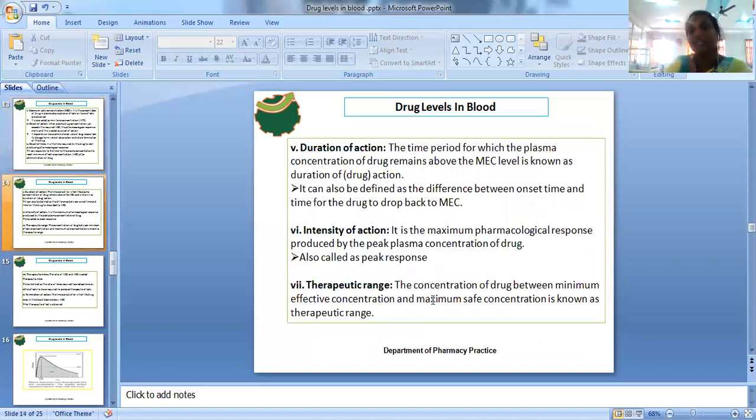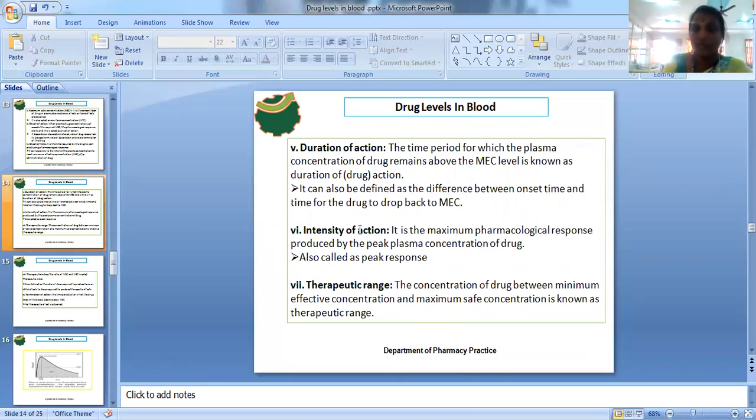And the next one is the duration of action. What is the duration of action? It means the time period for the plasma concentration-time profile to remain above the MEC, or in simple words, the time the drug spends above the MEC level is said to be the duration of action.